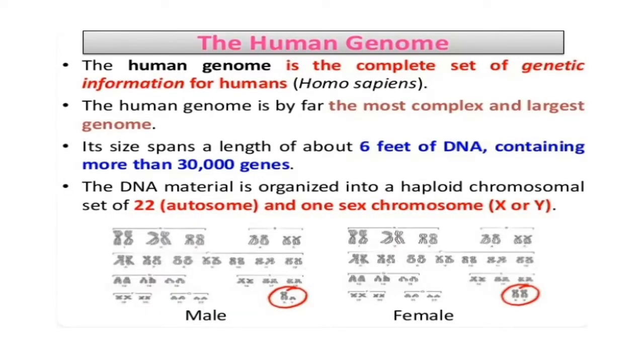What was the Human Genome Project? The human genome is the complete set of the genetic information of humans, Homo sapiens. The human genome is by far the most complex and largest genome. Its size spans a length of about 6 feet of DNA, containing more than 30,000 genes. The DNA material is organized into a haploid chromosomal set of 22 autosomes and one sex chromosome, the X or Y.